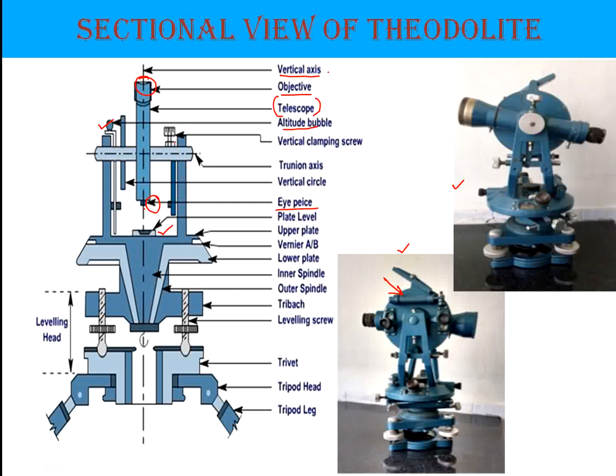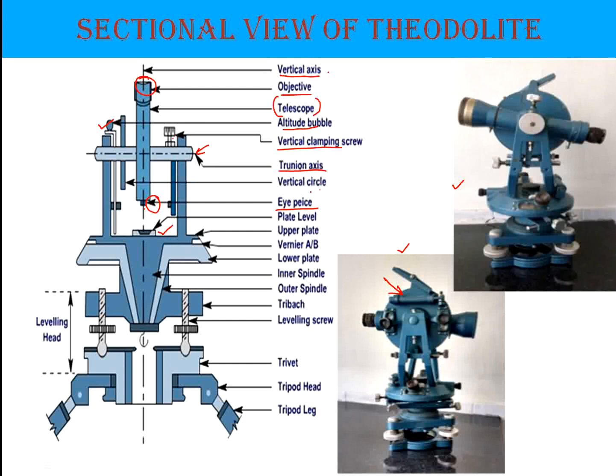Now you will be having a vertical clamp screw as shown here. This vertical clamp screw will be helping in reading the vertical angles. Okay. Now coming to the Trunnion axis. Trunnion axis is shown here. It is otherwise known as the horizontal axis.